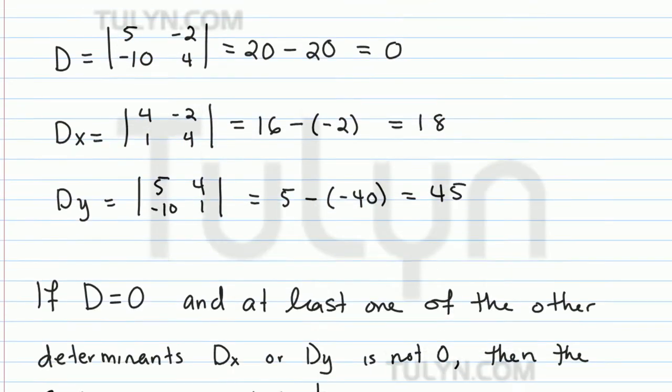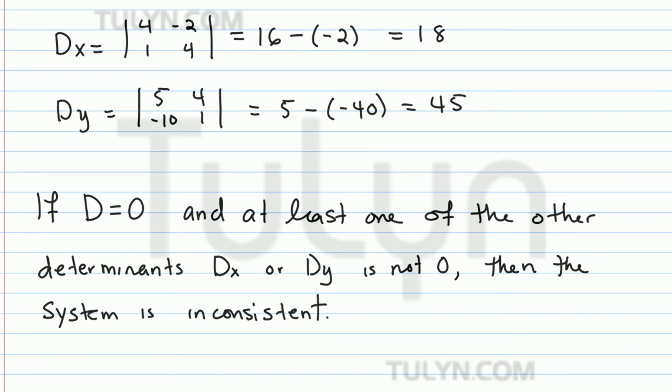And in this case, we actually have a rule, which I pre-wrote. If d is equal to 0, and at least one of the other determinants, dx or dy, is not 0, in this case both of them were not 0, then the system is inconsistent. So if the case where d is equal to 0, and one of these two, or both, are not 0, then we have an inconsistent system.